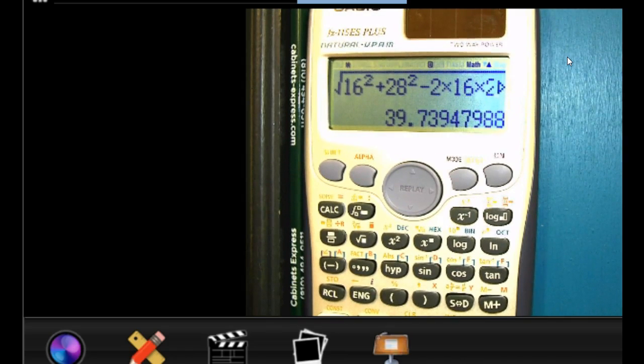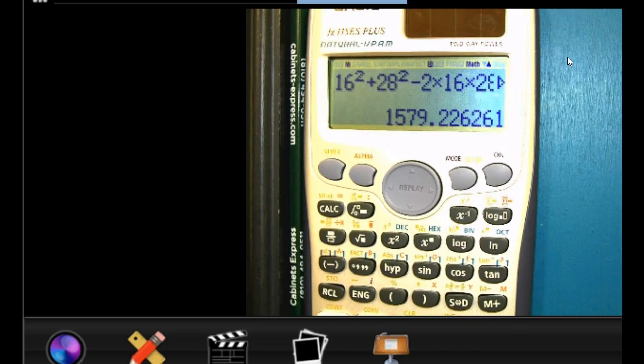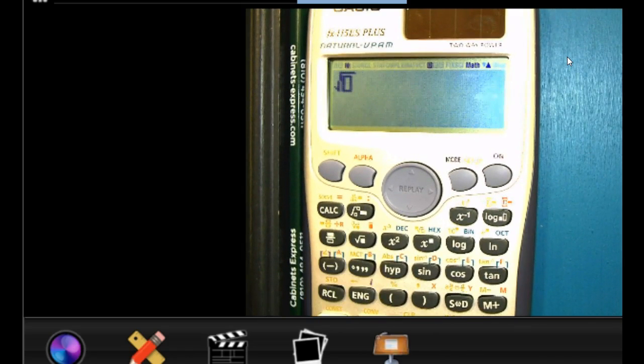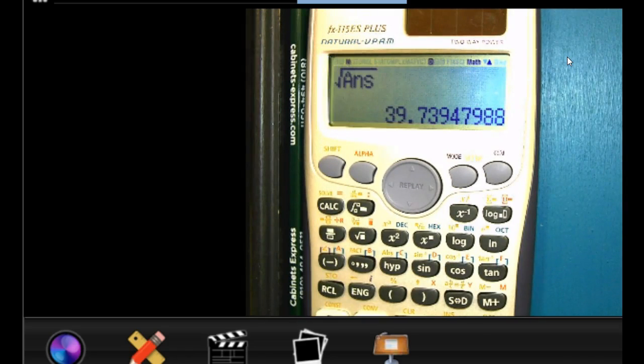Another option is to type in, let's say you forgot to hit the square root, or you're using a calculator where it's not that easy. So 16 squared plus 28 squared minus 2 times 16 times 28 times the cosine of 127. If I do that, I didn't put it under the square root, so I have that number. Now I could just hit square root of the answer, and then I get the same answer either way. So it's just a matter of whatever you would prefer to do. Just make sure that you've actually taken the square root in some form or fashion.